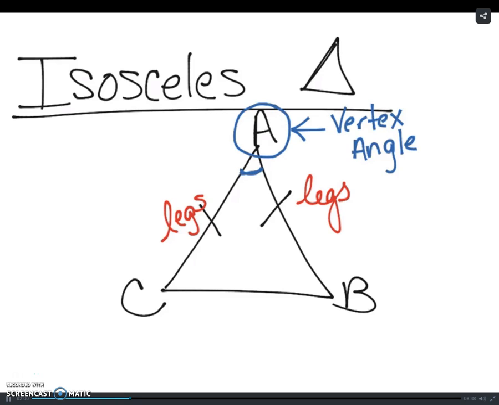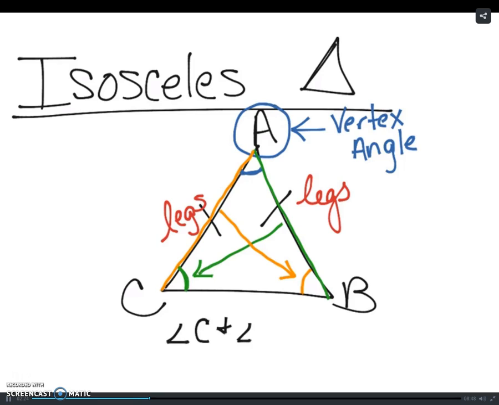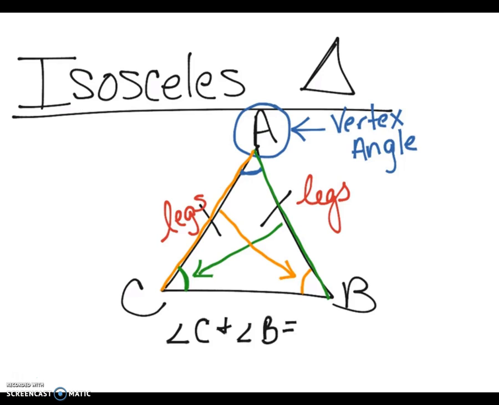The two angles that are across from the legs: we have a leg here, and the angle across from it is this angle. And you have a leg over here, and the angle across from it is this angle. These two angles, in this case angle C and angle B, are going to be called your base angles.